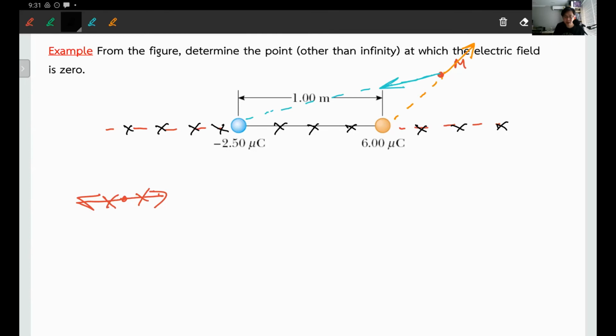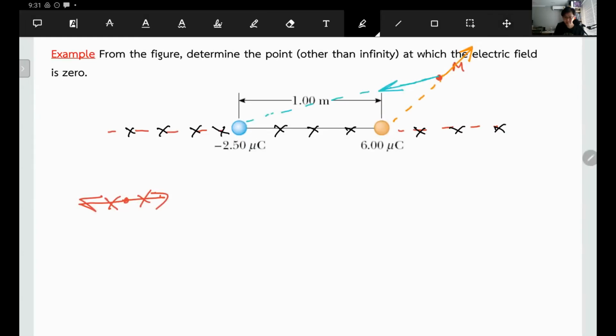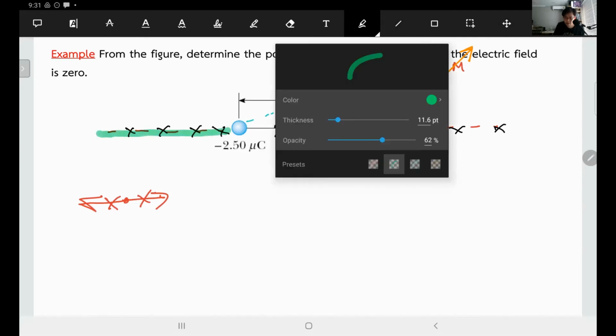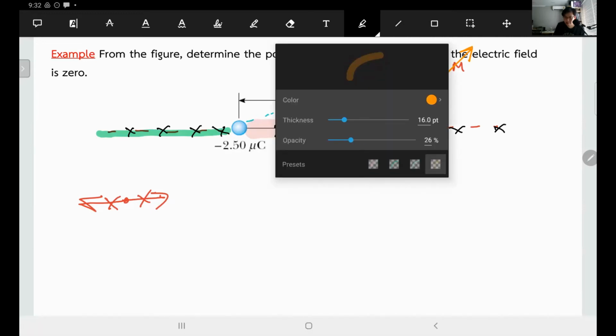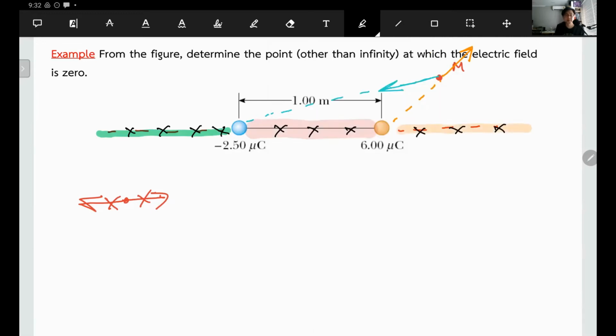Second step: because it must be on this horizontal x-axis line, now you have three choices. It could be somewhere to the left, somewhere in between, or somewhere to the right. It might be somewhere around here, the green area, or somewhere in the middle, or somewhere on the right. There you go. There are three regions of interest.